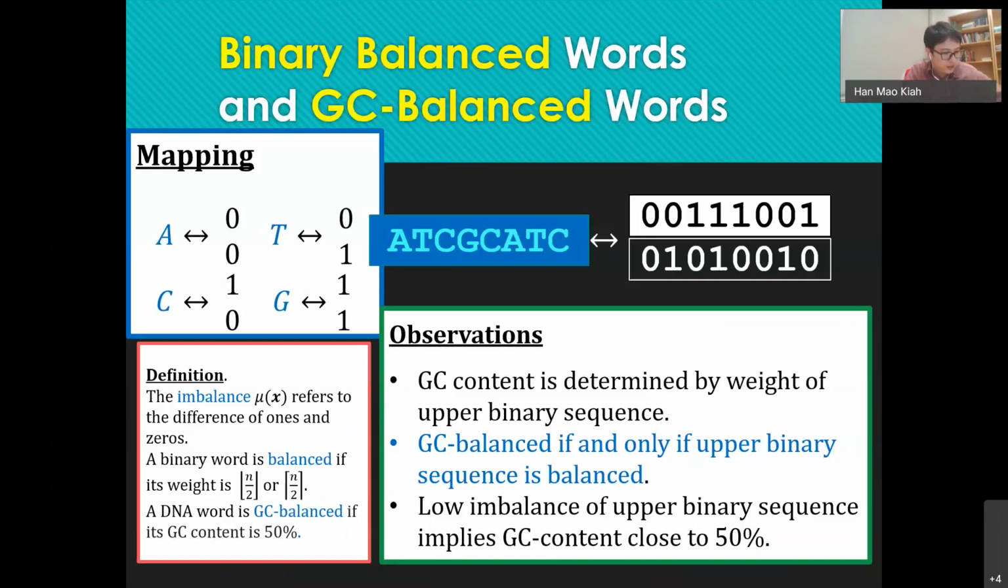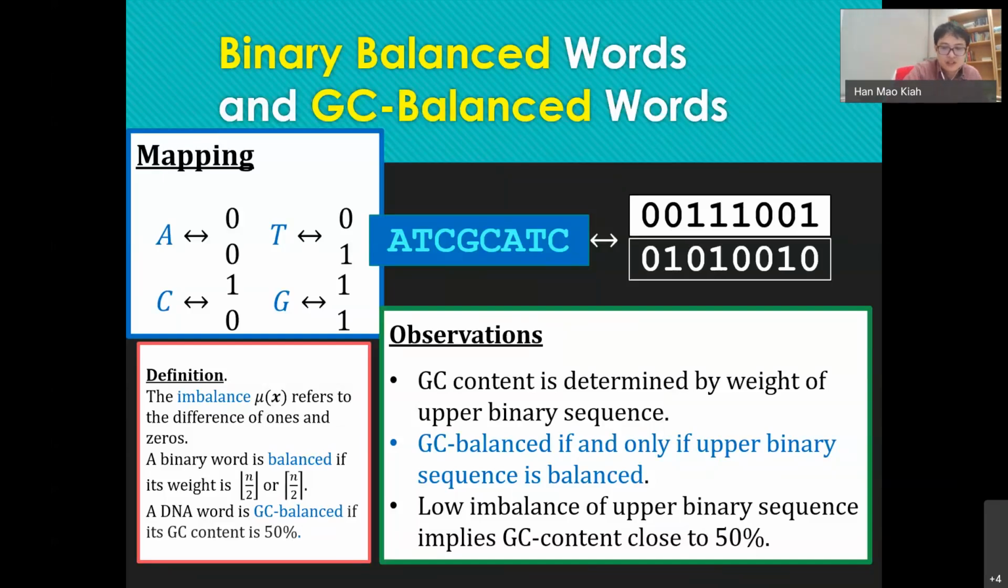In other words, a DNA sequence is GC balanced if and only if its upper sequence is balanced. And a low imbalance of the upper binary sequence also implies that the GC content of the corresponding DNA sequence is close to 50%. For this reason, in some parts of my talk, I will simply look at just binary balanced words and mention in passing that the methods can extend to the DNA alphabet.